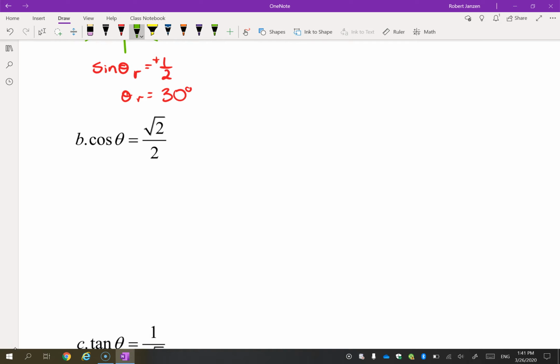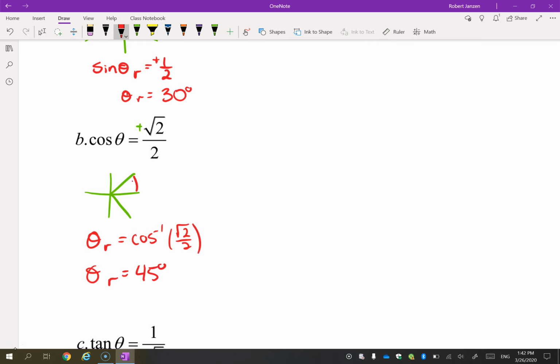Let's try another one. So this is positive, so I'm asking where is cosine positive? It's in quadrant 1 and quadrant 4. Okay, if you're not sure where I'm getting that from, it says cos is positive, all are positive. Here, cos is negative. Okay? And then I'm thinking, well, what is my reference angle? This is where cos is root 2 over 2. Where is cos root 2 over 2? That's at 45 degrees. So this is 45, this is 45.